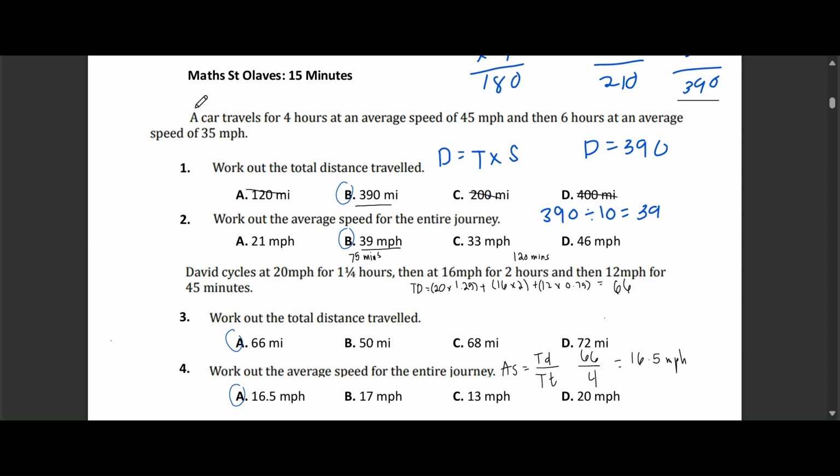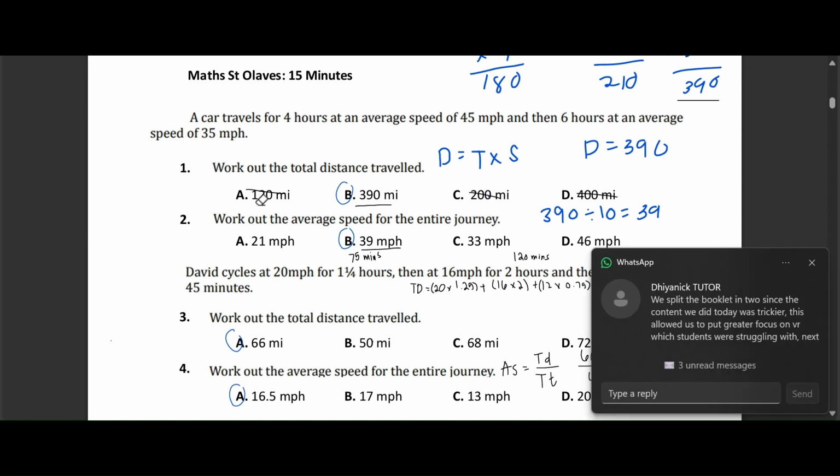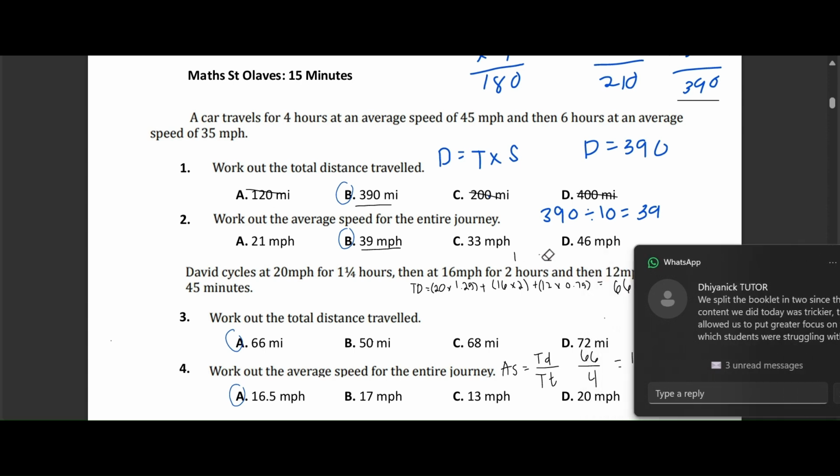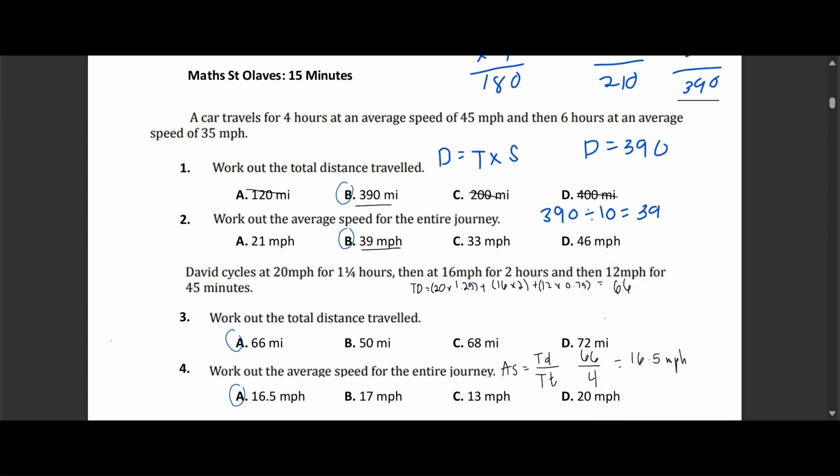Remember from question 1, we found that the total distance is 390 miles. The question also tells us that the total time for the entire journey is 10 hours. To find the average speed, we divide the total distance by the total time. So that's 390 divided by 10, which equals 39 miles per hour.